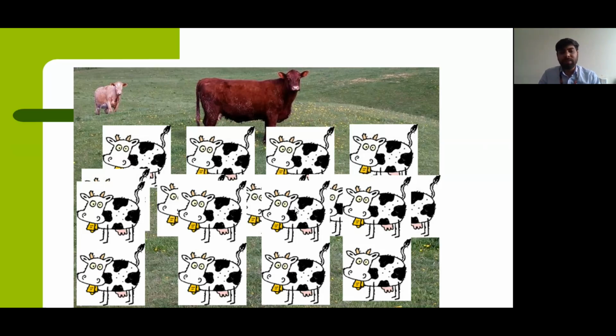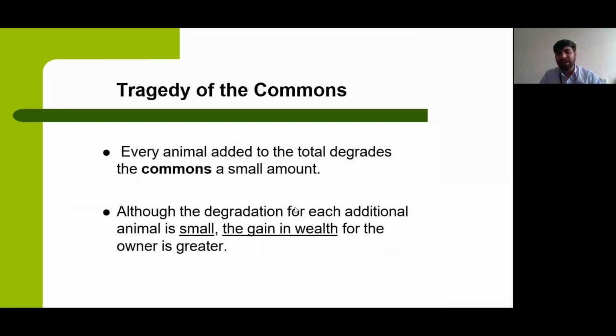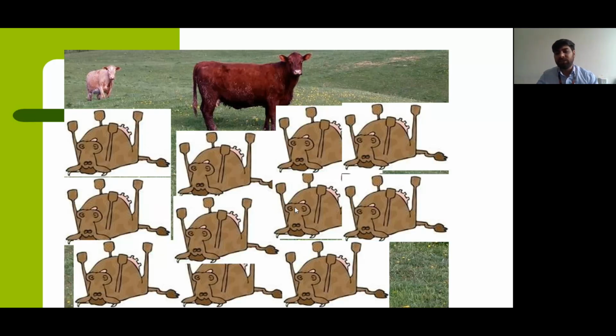But in this situation, the farmers kept adding more cattle to that field. The rate of growth is fixed, but the rate of consumption was increased by adding those animals. Every animal added degrades the field by a small amount. Although the degradation for each additional animal is small, cumulatively it accounts for a large amount of grazing of the field for the owner's benefit or growth. Because the rate of consumption will be more than 40 tons per hectare per year, the cattle will not be able to graze that field.